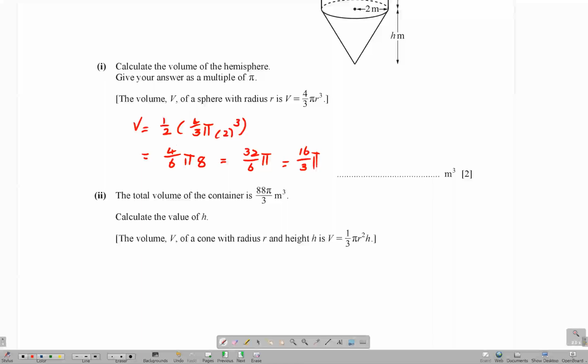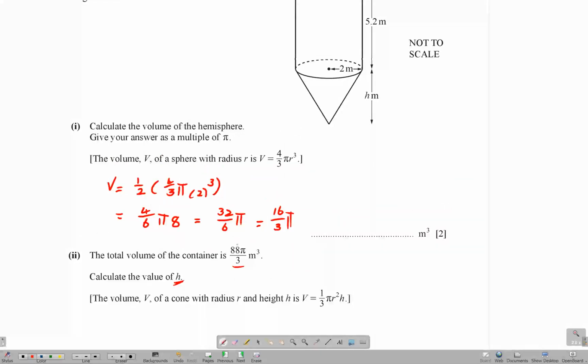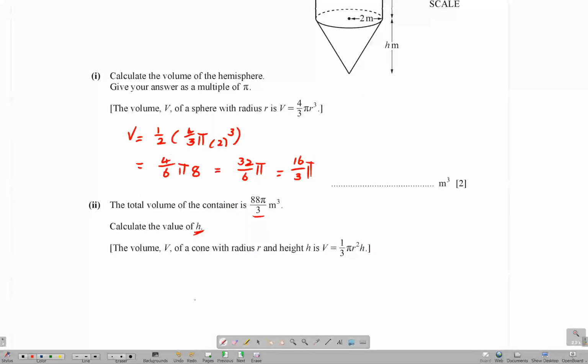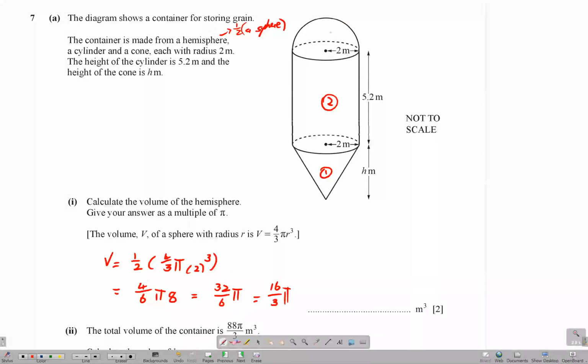Now the total volume of the container is 88 pi/3 meters cubed. Calculate the value of h. So we need to calculate the height of this cone. Now they give me the total volume of this entire container, and we don't know what this height is. So I'm going to start off by saying that my total volume, V total, is equal to volume 1 plus volume 2 plus volume 3. These 3 being 1, 2, and 3. So we have these 3 different shapes.